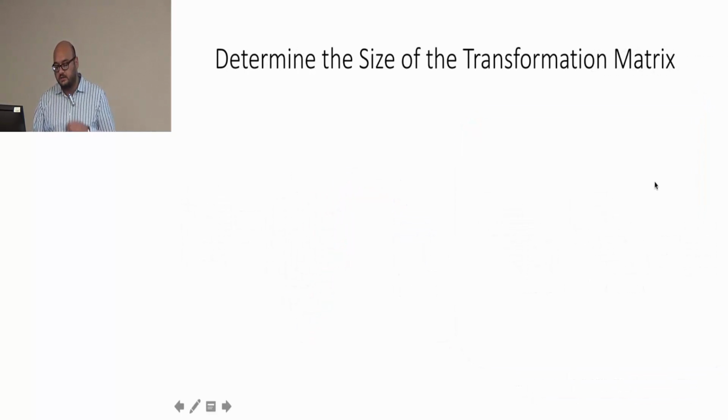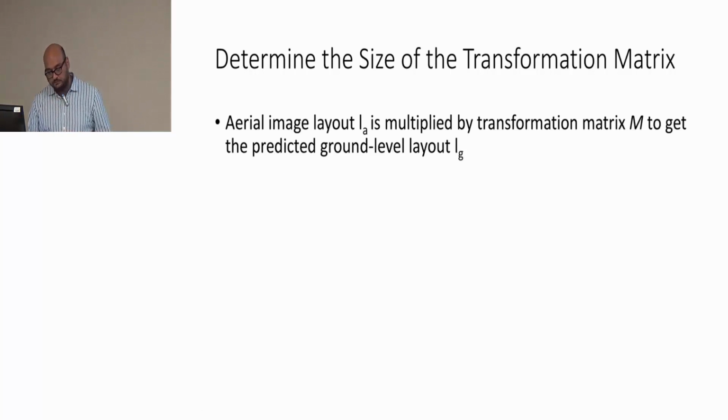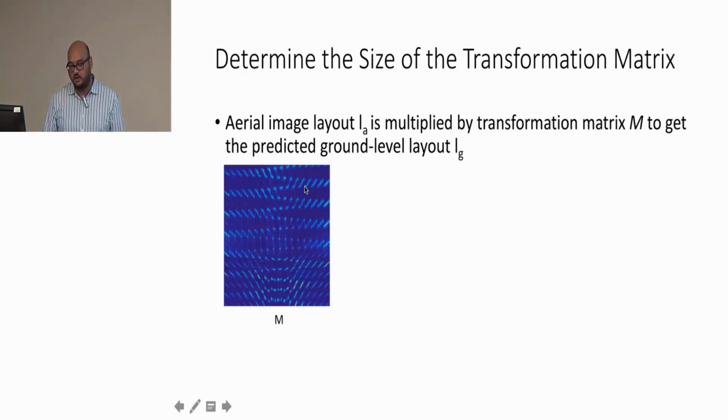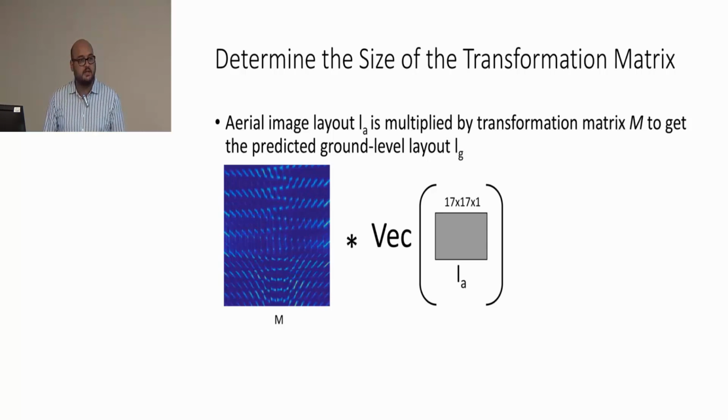So how do we determine the size of the transformation matrix? The idea is that the transformation matrix operates upon the segmentation which is being predicted. The transformation matrix is multiplied with the aerial segmentation, and whatever we get is the ground level predicted layout. So these two things are important: I sub A and I sub G. Our transformation matrix M will operate upon I sub A.